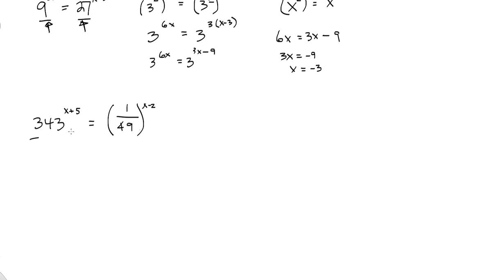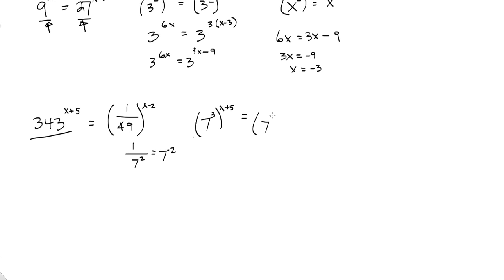So 343 is 7 to the third power, 7 times 7 times 7, to the x plus 5, equals, now be careful, this is not 7 squared, this is 1 over 7 squared. And if you need a refresher on negative exponents, go back and watch that video. This is 7 to the negative 2. Reciprocals of positive powers are negative powers.